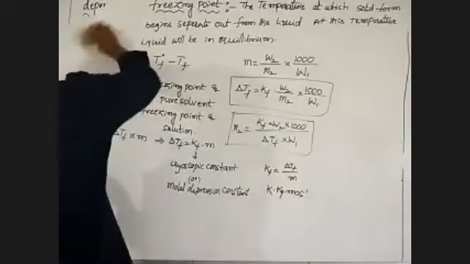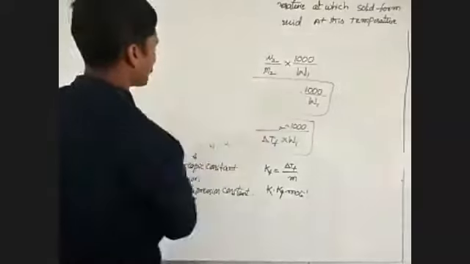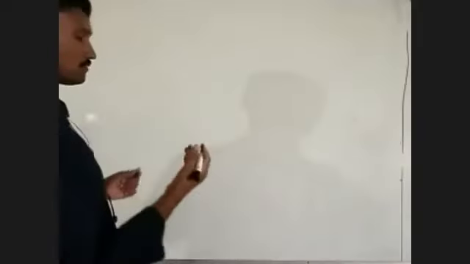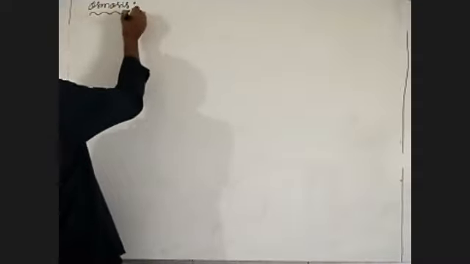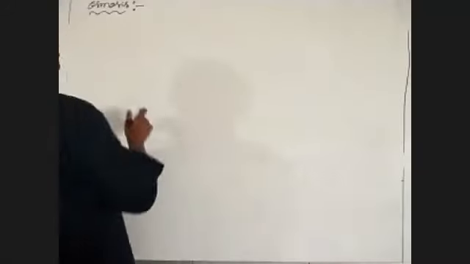Next one is the last colligative property, osmotic pressure of the solution. Now, first of all, osmosis. This is a very important thing.